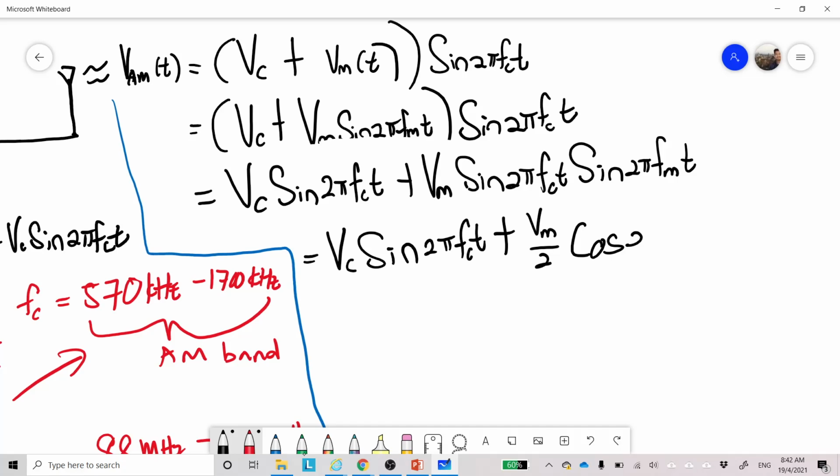So how do we draw the AM waveform? Kita ada lagi satu yang kita panggil sebagai AM waveform. You can practice at home on how to draw it. This is V versus time. Previously it was V versus frequency, now it is voltage versus time. Normally I just draw a dotted line.